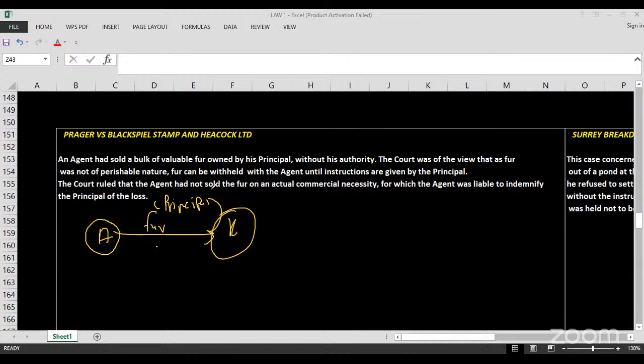The court ruled that the agent had not sold the fur on an actual commercial necessity, for which the agent was liable to indemnify the principal of the loss. There is no actual commercial necessity here. The principal also hadn't told him to do so, and there is nothing like an emergency situation to do so. It was specifically mentioned that he is not given the authority to sell that fur, but he sold it. Therefore, he did it by his own decision. So he is the person who must indemnify the losses of the principal, which means an agency by necessity is not created in this case.